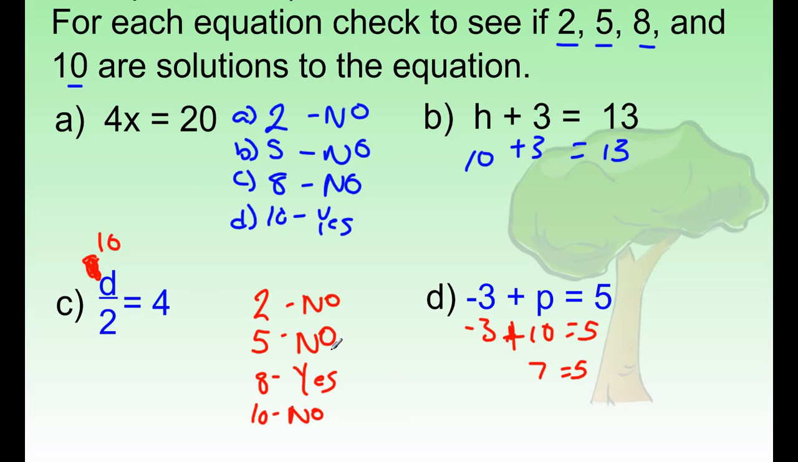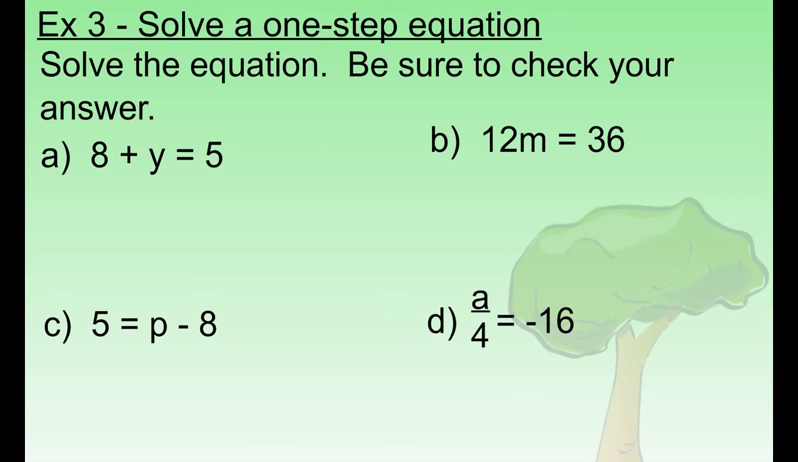So this is how you check the solution. It works for these simple little itty-bitty equations. It works for wicked hard equations later on. Now, let's finally actually start solving some equations. When you solve an equation, our goal is to get the variable by itself. We want to find out what that number is.